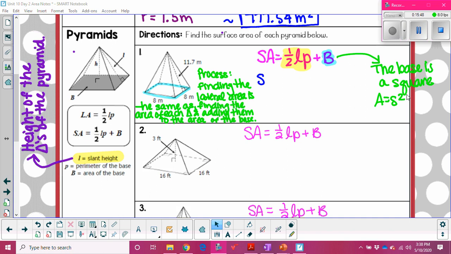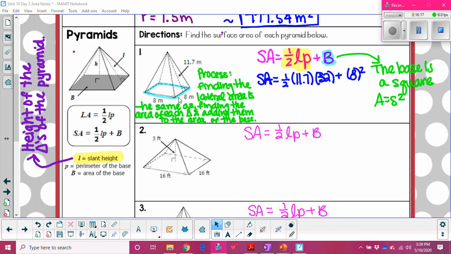So we have our surface area equals 1/2 times our slant height, which here is 11.7, times the perimeter. Well, this is a square, and each side is 8, so 8 times 4 is 32. Plus a side squared. So your side is 8, so this is 8 squared.